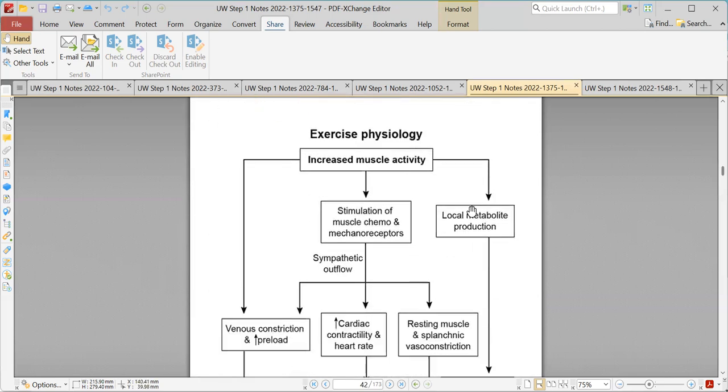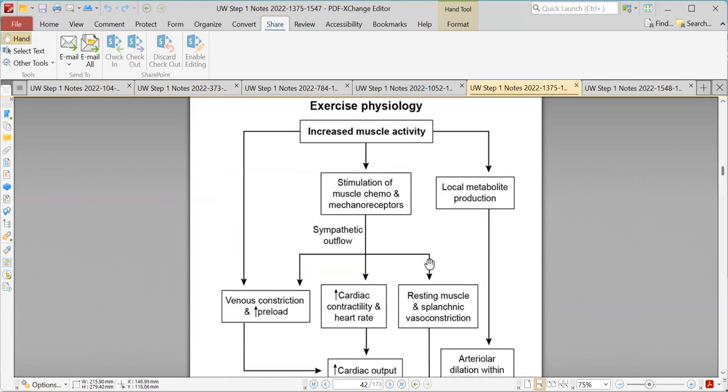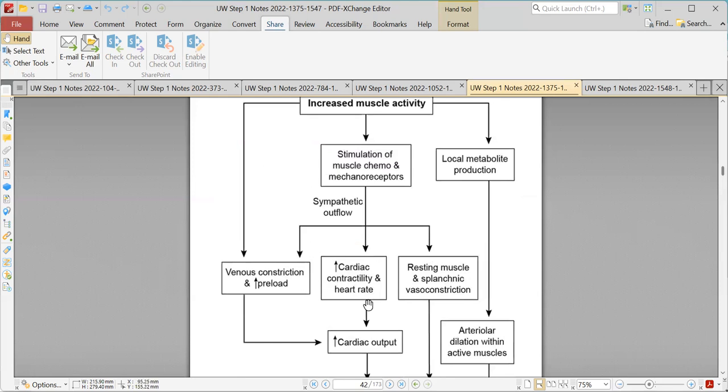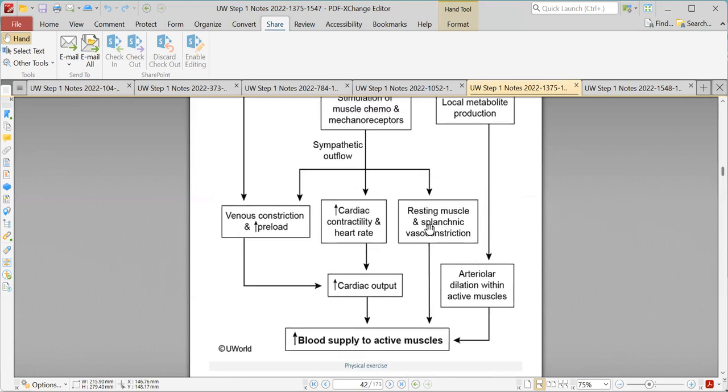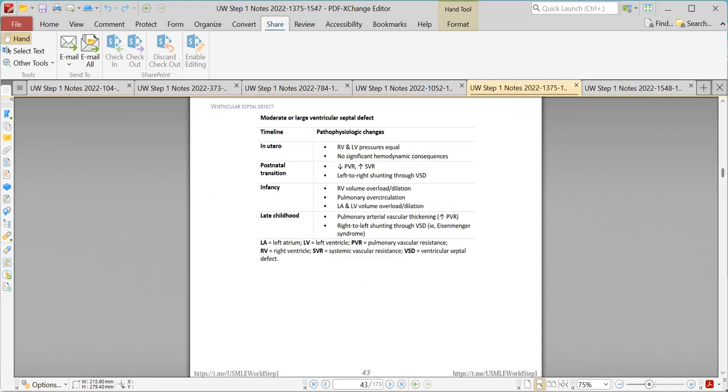Okay, so what happens when you do exercise? There is an increase in the heart rate, an increase in the cardiac output. There's an increase in the preload with exercise, and arterial dilatation will increase the blood supply to the muscles. Okay, so we are done with the physiology.